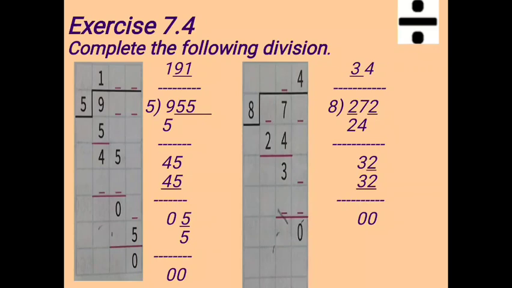exercise 7.4. Complete the following division. This is your first sum from your textbook. They have given this type of problem. There are some missing numbers. You are going to find those numbers, like 5 1 they have given you, and they have given you 9.